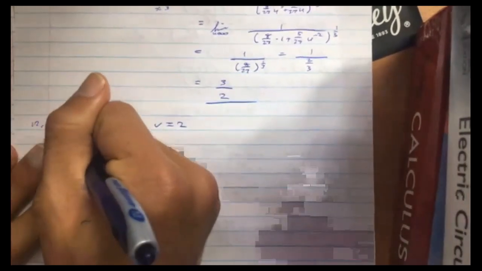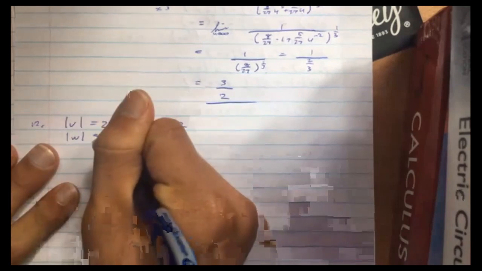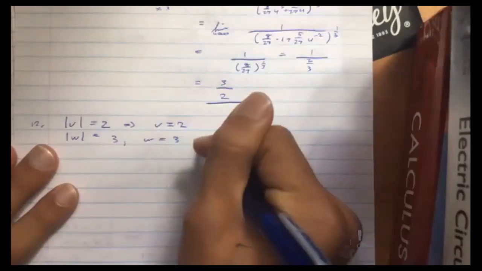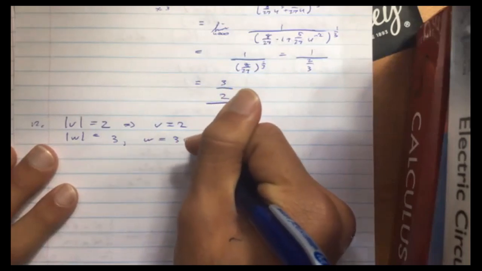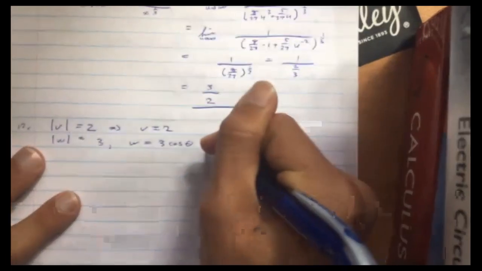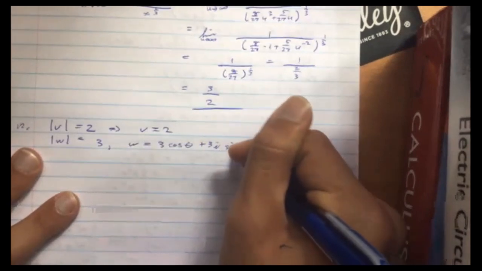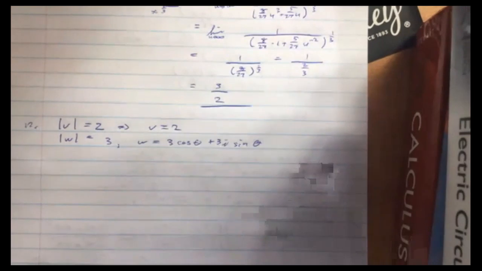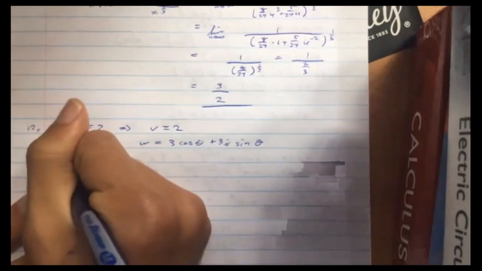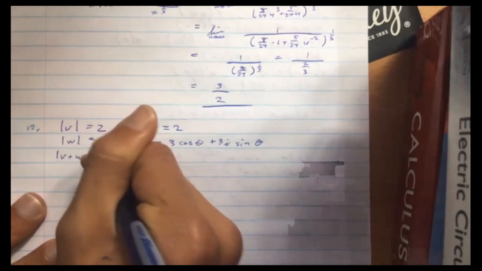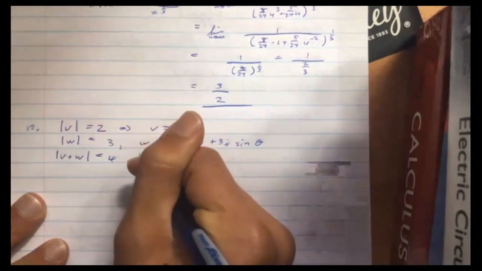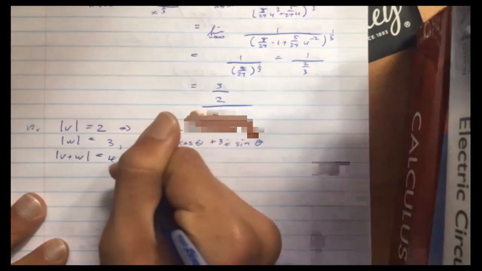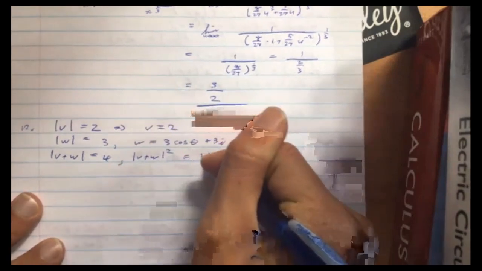And then since the magnitude of w is 3, we can say that w is 3 times the real part, which is cos of some theta, plus 3i times the sine of some theta, where theta is the phase of it. Okay, we were given that the magnitude of v plus w is equal to 4. So this is equivalent to the magnitude of v plus w squared being equal to 16.